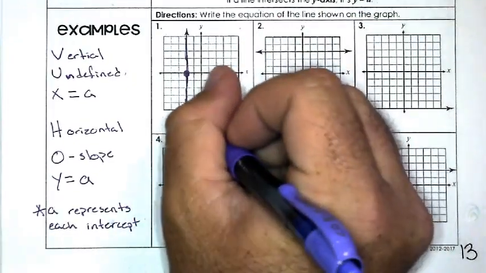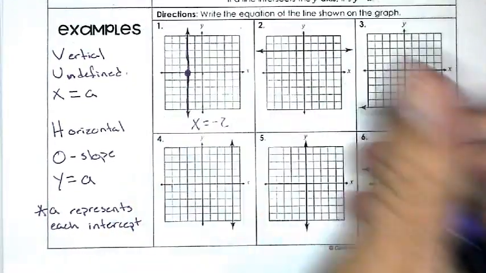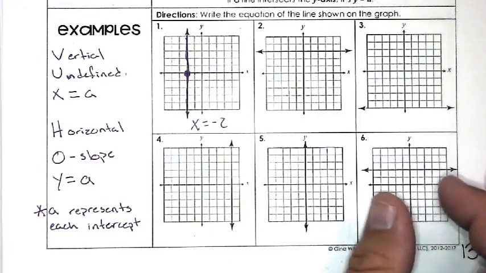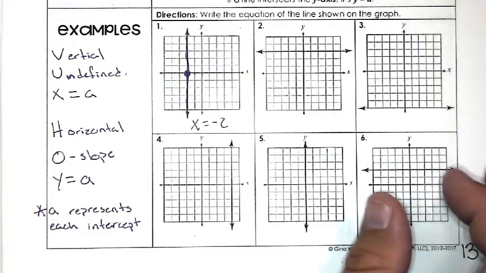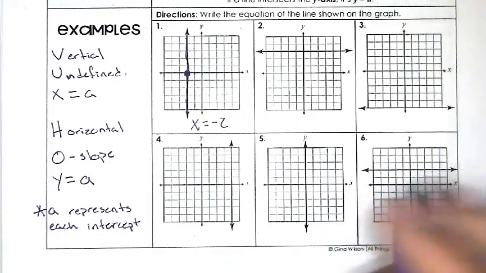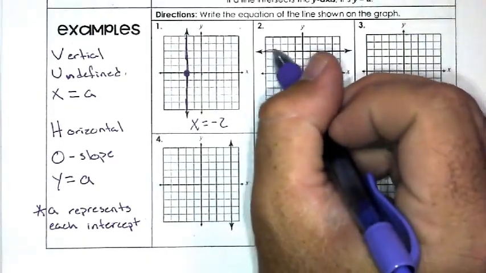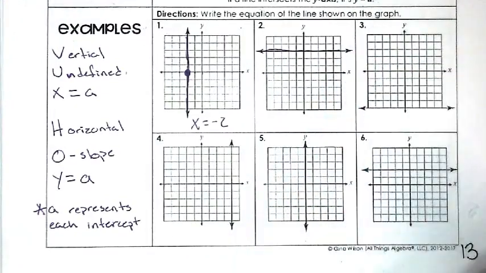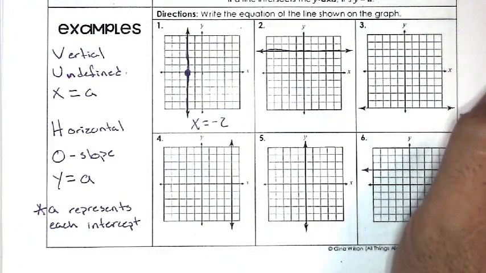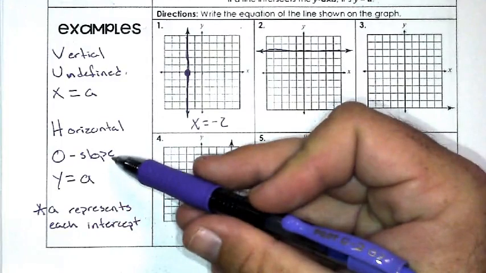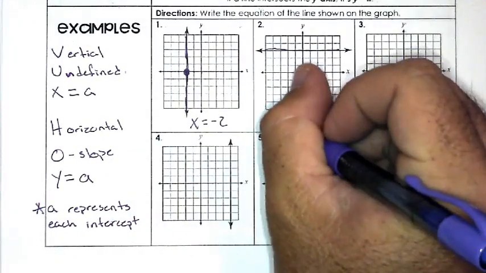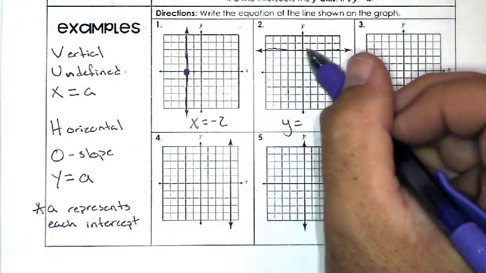Number 2, do I have a vertical or horizontal line? Which means what type of slope do I have? Zero slope. Where I have y equals a, and a represents where we cross the y-axis. Where do we cross the y-axis at? Y equals 3 is where we cross the y-axis at. And that's your answer.